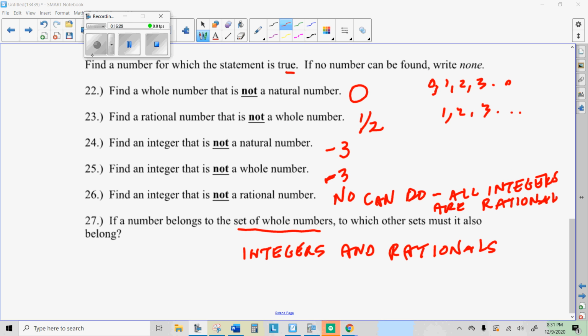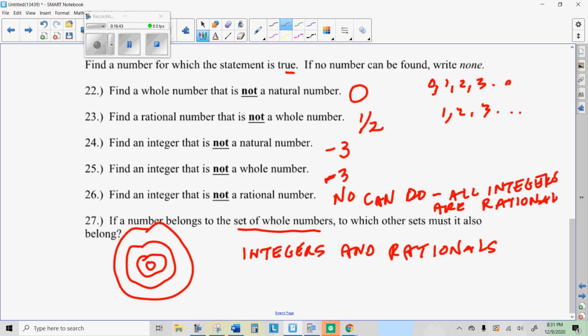All right, here are my choices. And number 27, let's think about that. If a number belongs to a set of whole numbers, to which other sets must it also belong? So think about the circles. And that whole numbers were this circle here. And that circle is not necessarily part of the very middle, but it is definitely part of these. Okay, so since that circle is inside these two, and those were integers and rationals.